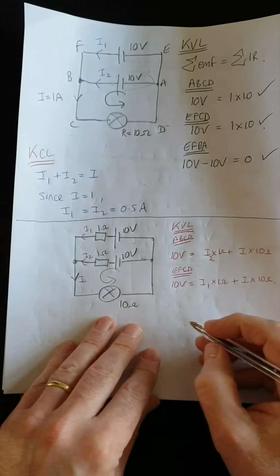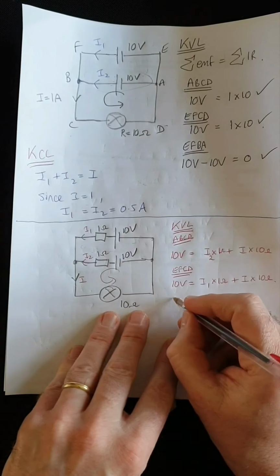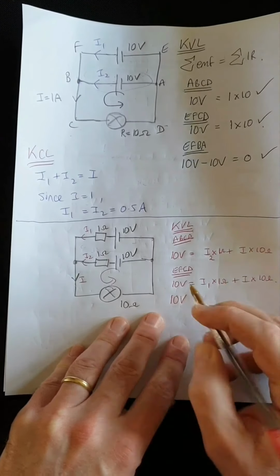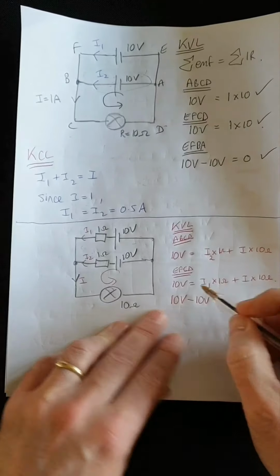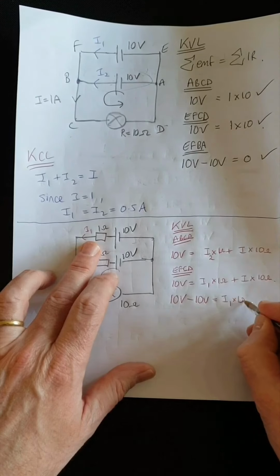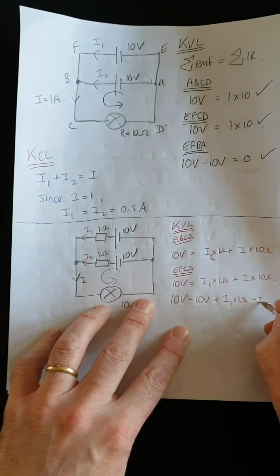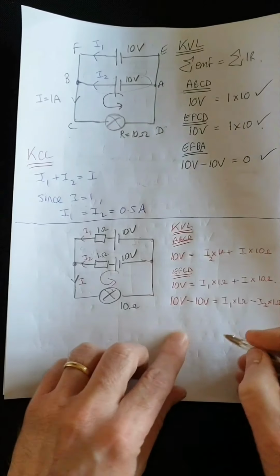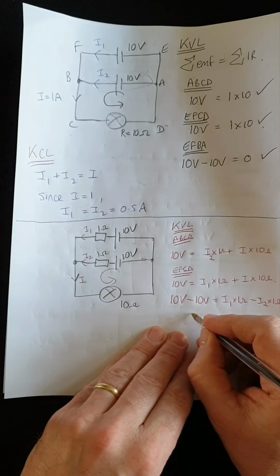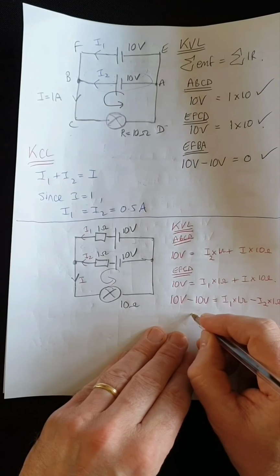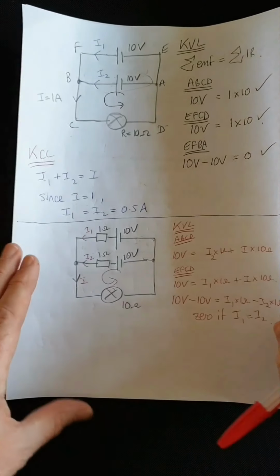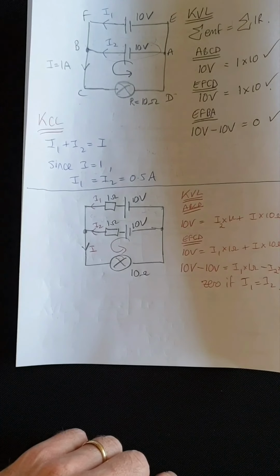And then I've got the final one, which is going to be the same as before, where I've got 10 volts minus 10 volts is equal to I1 times 1 ohm here minus I2 times 1 ohm there. And again, this would be 0, and that assumes, so this is 0 if I1 equals I2. And we said they're identical, so we can assume that's correct.